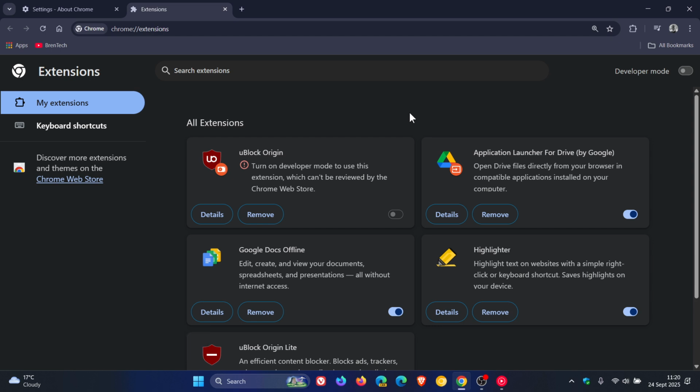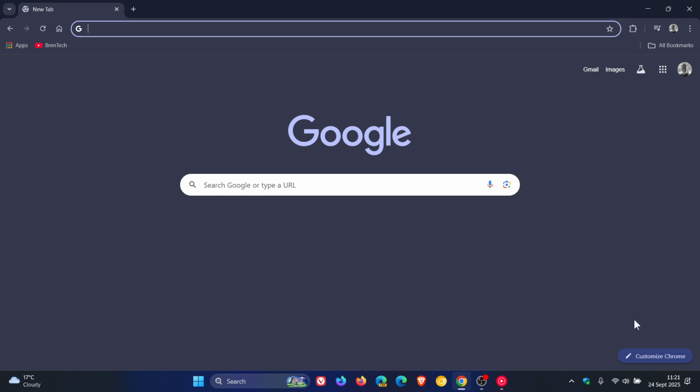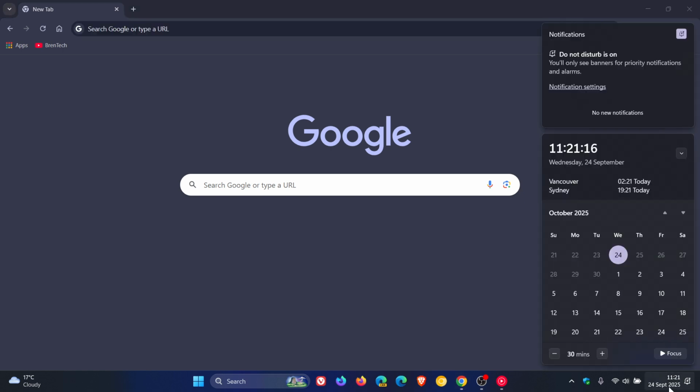And next week we are expecting Chrome version 141 to roll out. So if we head to the calendar, next week, Tuesday and Wednesday, we are expecting Chrome version 141 to become available.